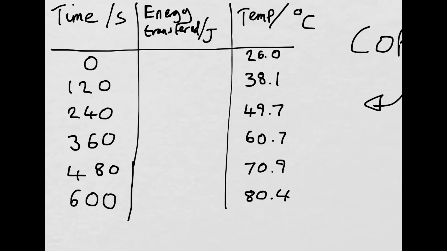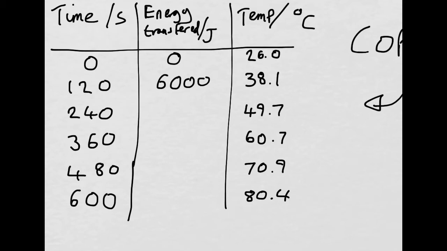So let's do this for all of these readings. Now, if our power is 50 watts, then over 0 seconds we're going to have transferred no energy at all into the block. So 50 watts, that's 50 joules per second. How many joules are we going to transfer in 120 seconds? So 50 times 120. That's going to give us 6,000 joules. Okay, so in 2 minutes we transfer about 6 kilojoules into the block.